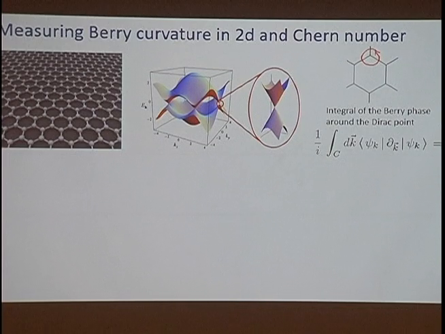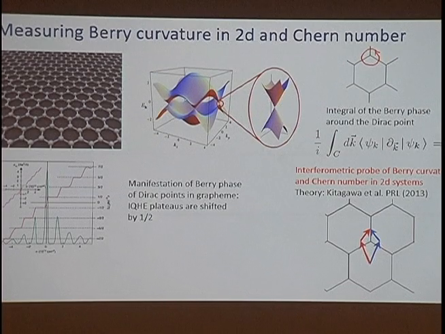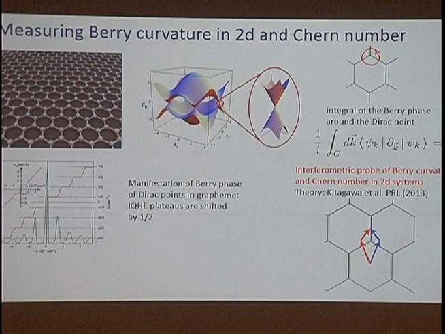So for example, let me give you just one example in 2 dimensions. If we take the famous graphene lattice, it has Dirac points, and these Dirac points have this important property that if we integrate the Berry connection around the Dirac point, we also get pi. It's a very important pi. This explains, for example, why in the quantum Hall plateaus for graphene, plateaus are shifted by 1/2. And so we want to go around the Dirac point and measure this pi.